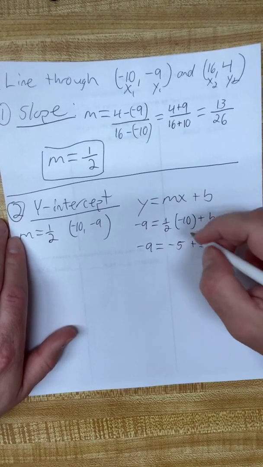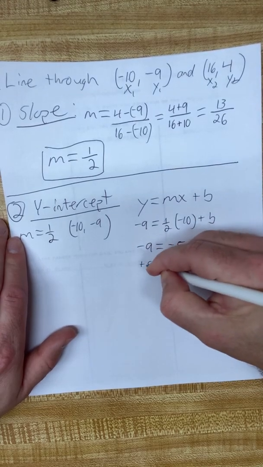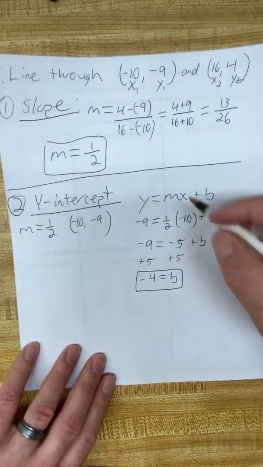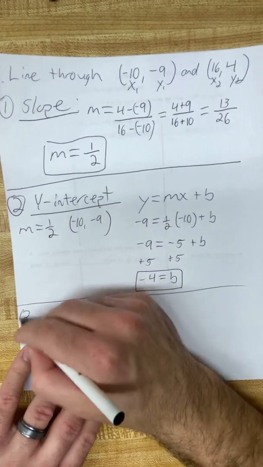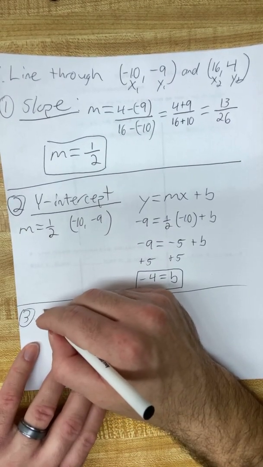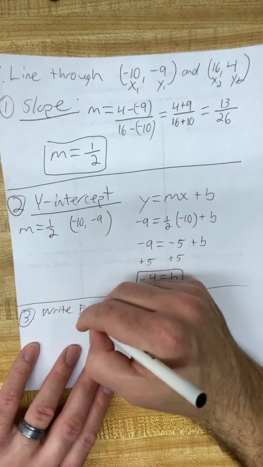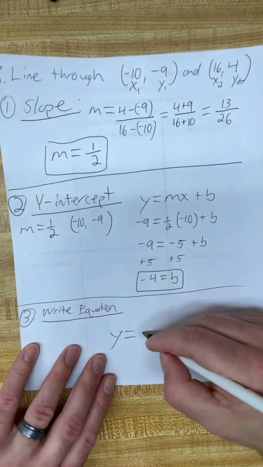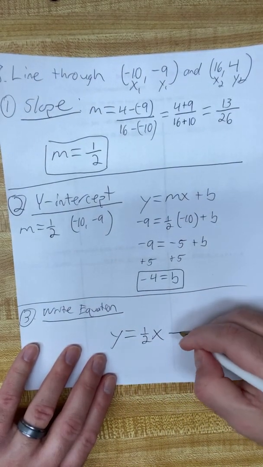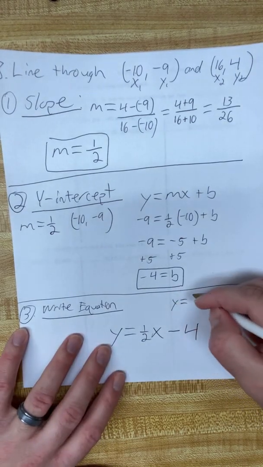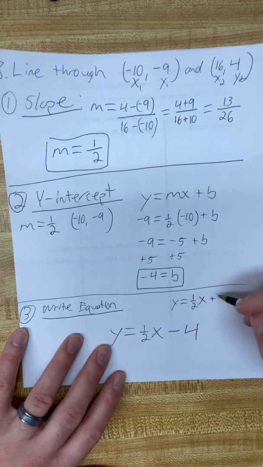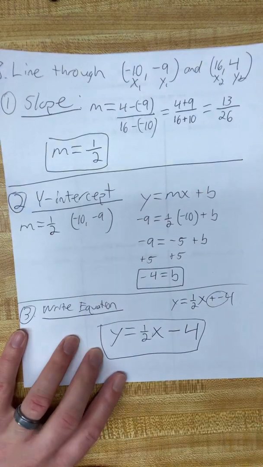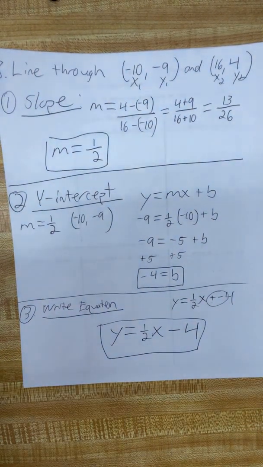So we got 1/2 times -10 is -5. Add 5 to both sides. We get -4 equals b. So when we go to put this all together then, our slope is 1/2, so y equals 1/2 x. Do not write plus -4. Some people write this, because the formula is y equals mx plus b, and they'll put the plus -4. Just write it as y equals 1/2 x minus 4.